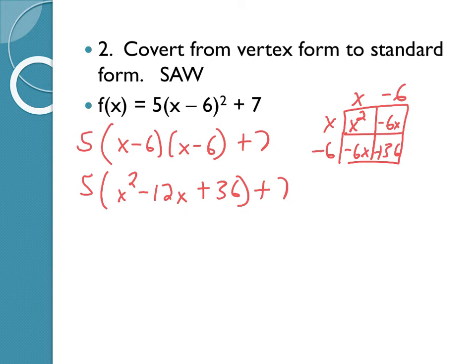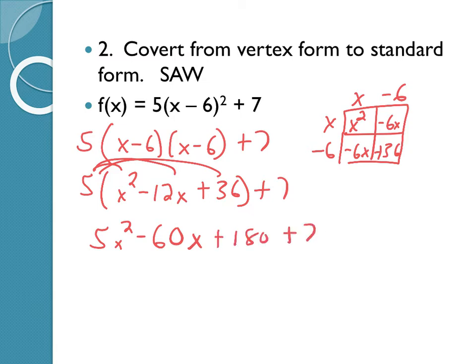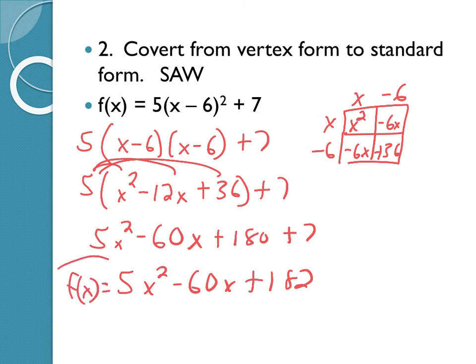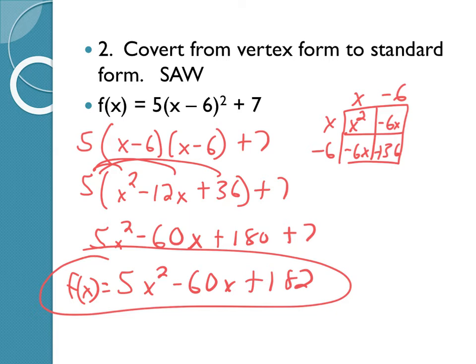So we're going to use our distributive property, 5 times x squared, 5 times 12x, 5 times 36, which is 180, and then plus 7. So that gives me 5x squared minus 60x plus 182. So now we've taken it to standard form. So we went from standard to vertex, vertex to standard. Now we're going to do step functions and piecewise functions.